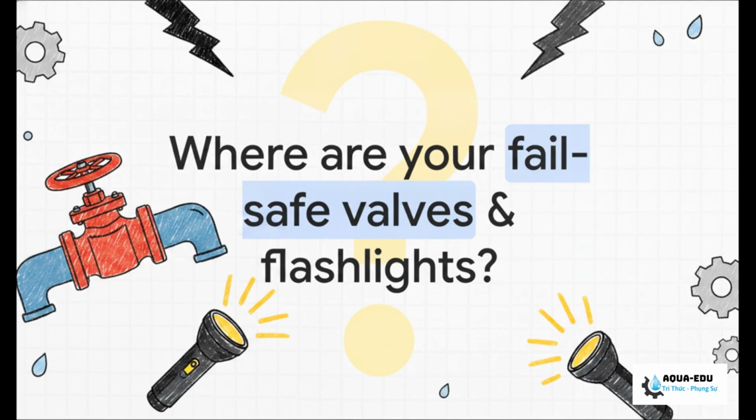So I want to leave you with this one actionable question. Do you know the exact location of your plant's manual fail-safe valves? And do you know exactly where the emergency flashlights are kept? Seriously, don't wait to figure this out in the dark. Go back to your plant floors today, physically locate your emergency gear, and make sure you are 100% ready before the lights go out.